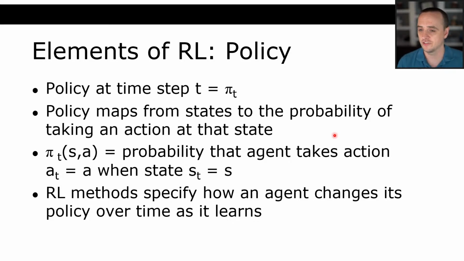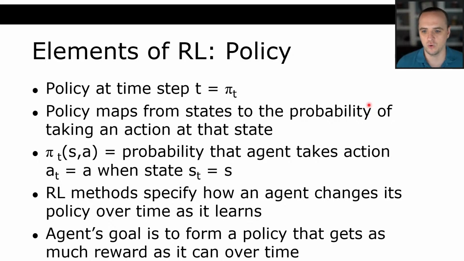Reinforcement learning methods, the algorithms that we are going to be looking at, specify how the agent changes its policy over time as it learns. So we know that there's going to be a policy. We don't yet know how we are going to represent the policy or how we are going to update it. The things that do that, representation and update, are called the reinforcement learning methods or algorithms. And the agent's goal is to form a policy that gets as much reward as it can over time.